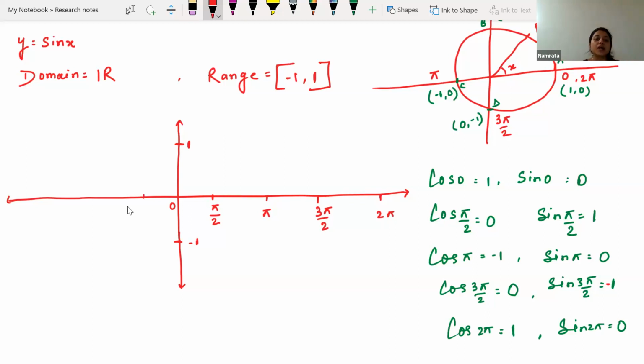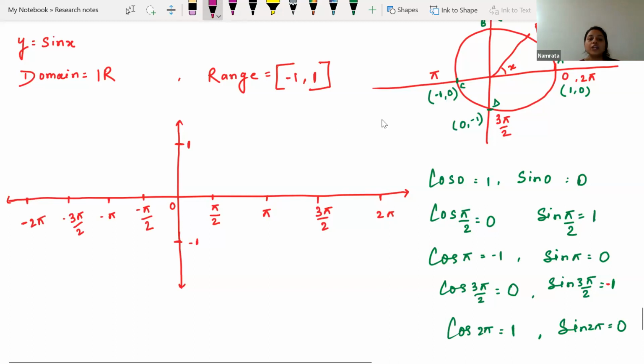Here we will have minus pi by 2, minus pi, minus 3 pi by 2. Everything I am taking from the unit circle. That's why I have plotted the unit circle over here, so that you can do the comparison and check it. Here, minus 2 pi. Okay, now let's check the values.